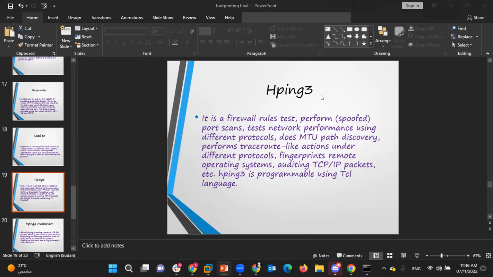So HPing is programmable using the TCL language. It's also used to test our network and our firewall rules using different protocols, and we can get open ports, fingerprint the remote operating system, and audit TCP/IP packets. All of these we can do with HPing 3.